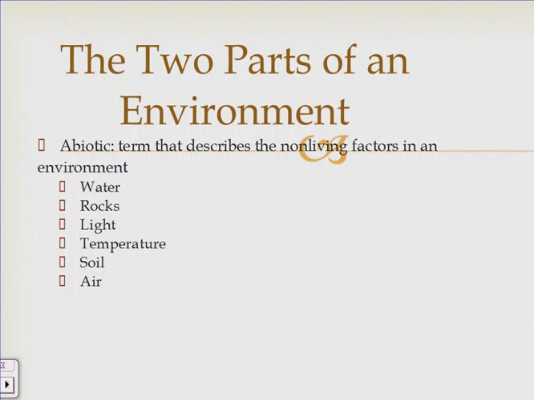The other part is an abiotic factor. An abiotic factor is something that does not live, it's non-living. This includes water, rocks, light, temperature, soil, and air.